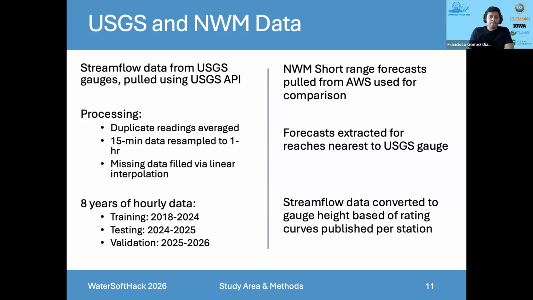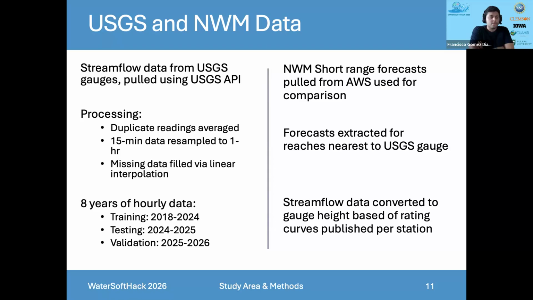In terms of the data that we use, we provide the LSTM model with USGS data. All of this data was pulled from the USGS API, so it can be accessed basically in near real time. All this data is generated every 15 minutes. We resample all the data to 1 hour for the training task, keeping the maximum value of each hour. We delete duplicate readings by averaging them if we have those within the record, and missing data is filled with linear interpolation, for all the 8 years of data that we have available.